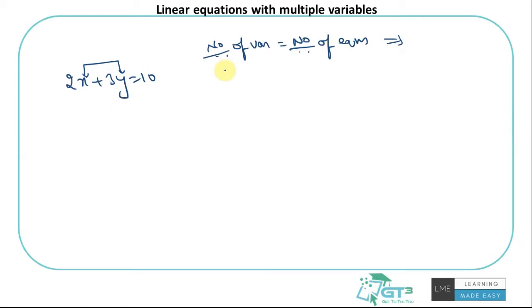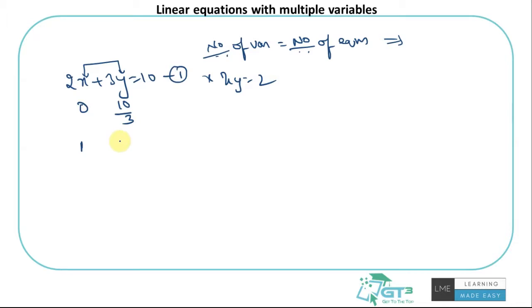If I don't have that, there is a chance of having infinite solutions. For example, you see these two variables, x and y, but the number of equations I have is only 1. So x can be 0, then y will be 10 by 3. 2 into 0 plus 3 into 10 by 3 is 10.